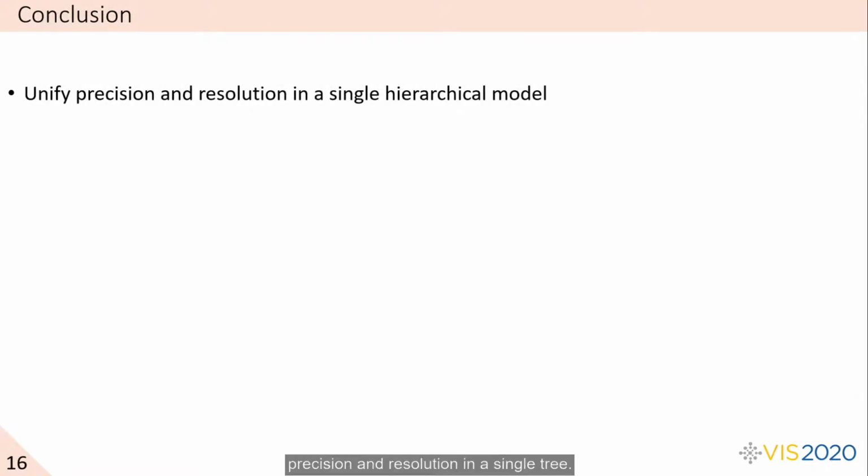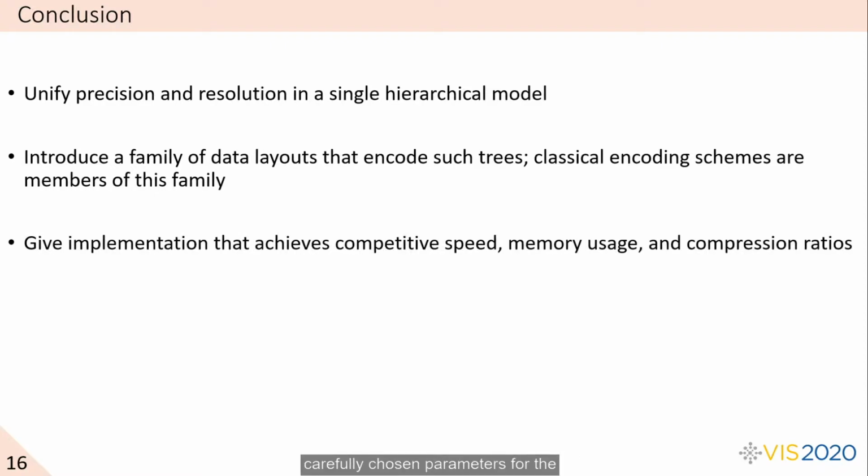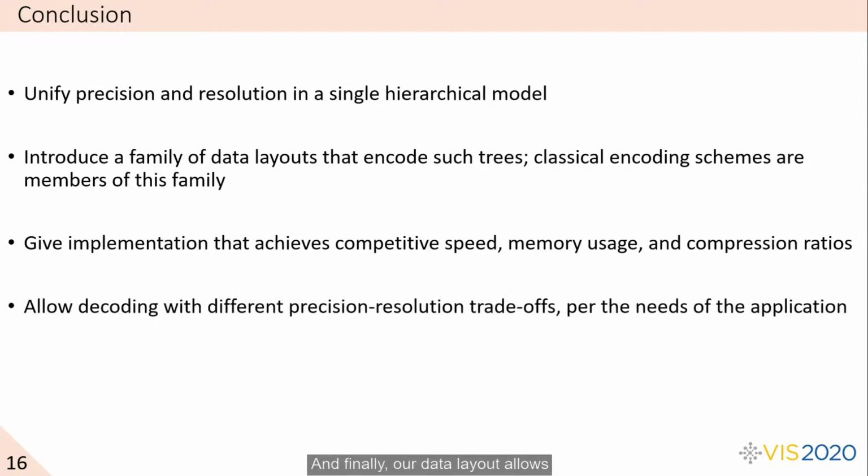In conclusion, we have introduced a unified model that unifies precision and resolution in a single tree. We also introduced the family of data layouts that encode such trees, and classical encoding schemes are members of this family. With carefully chosen parameters for the family of layouts, we proposed an implementation that achieves competitive speed, memory usage, and compression ratios. And finally, our data layout allows decoding with different precision and resolution trade-offs for the needs of the application. Our code can be found on GitHub.